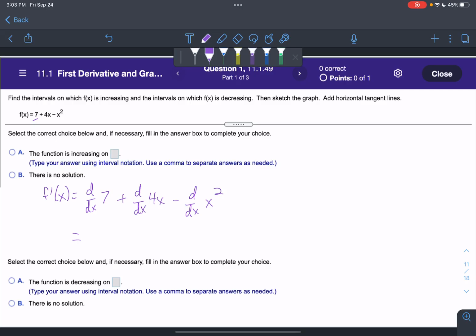And so now let's take the derivative. That's going to be 0 plus 4 minus, use the power rule, so minus 2x. All right, so 4 minus 2x. And so next you want to find those partition numbers of f prime. And so this is where f prime is equal to 0 or f prime does not exist.